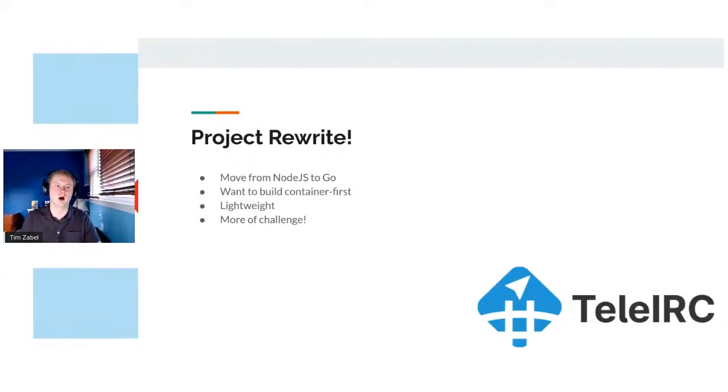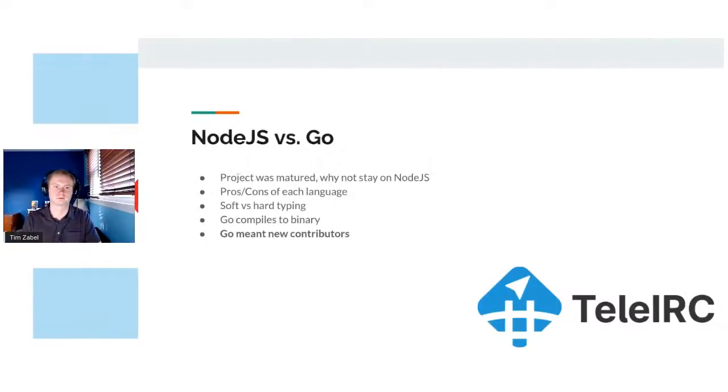And so we decided to move off of our original code base of Node.js to Go. We really wanted to fix what we did in our first iteration and build container first, and make things a lot more lightweight and speed up our startup time of our application. And it was also just a new challenge. Go is used heavily throughout many projects today, and even our maintainers wanted to have more of a challenge and try to see if Go could be a good fit for our own project.